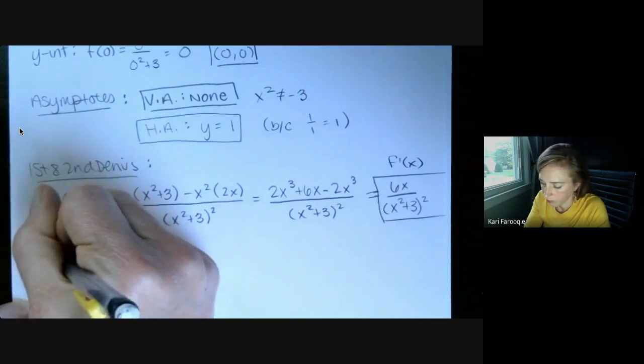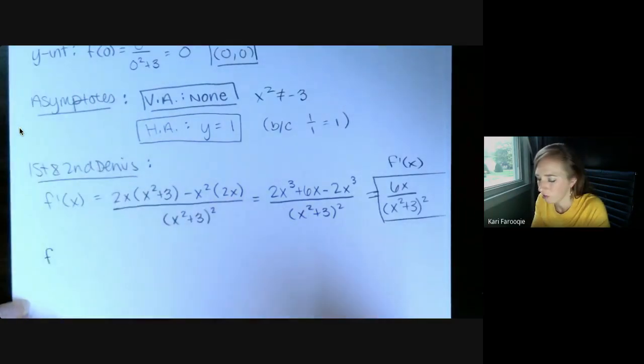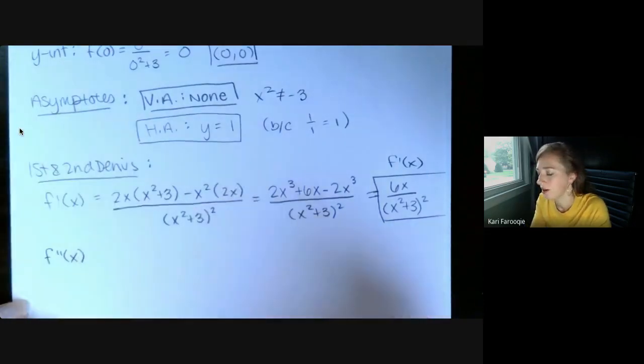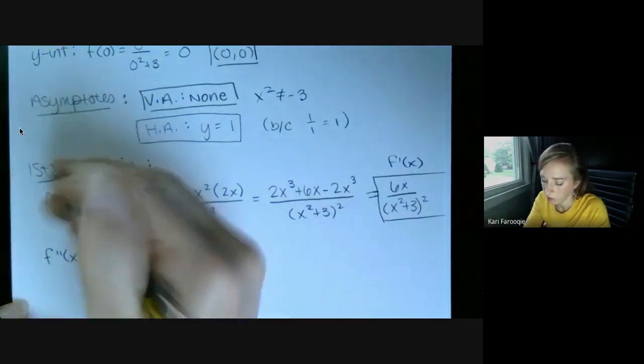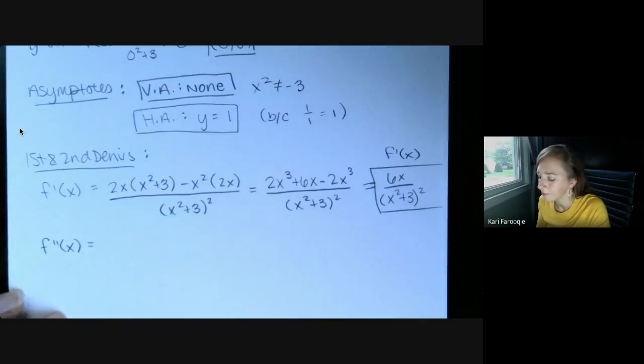Double prime. Some of us are robots and we just want to go for the second derivative, like me. I guess you can find the critical numbers now and then find the second derivative, or you can just go for the second derivative. I'm in derivative mode, so I'm just going to find f double prime first, and then we'll focus on critical numbers and points of inflection.